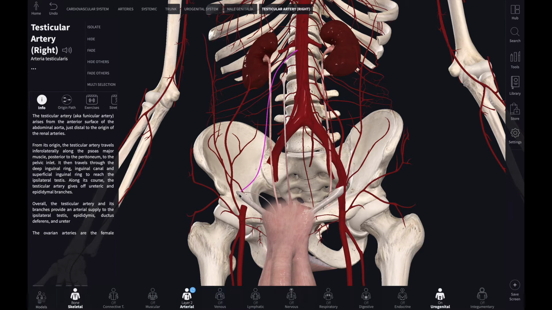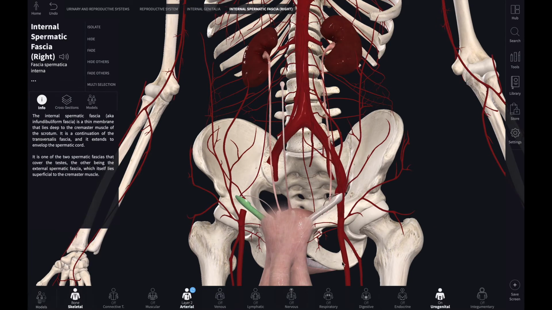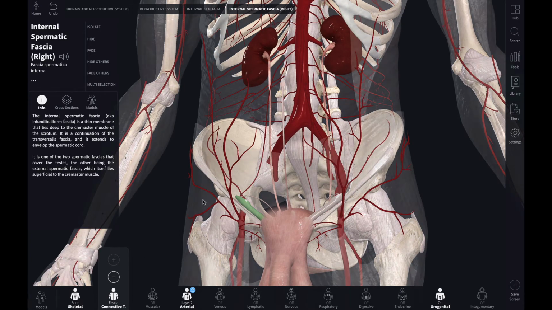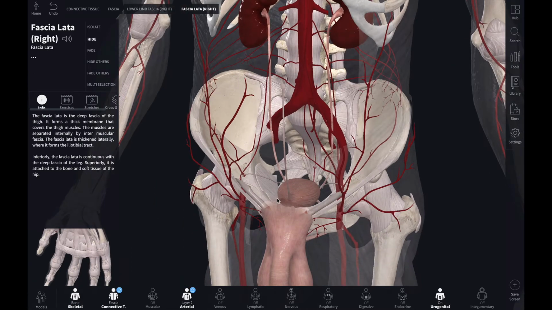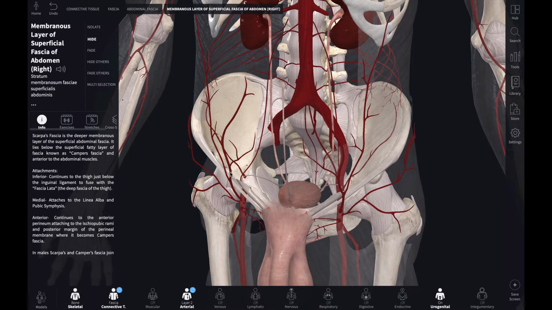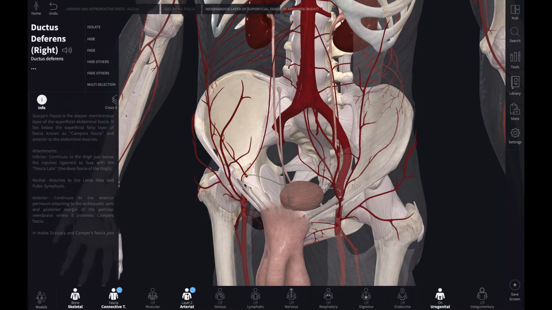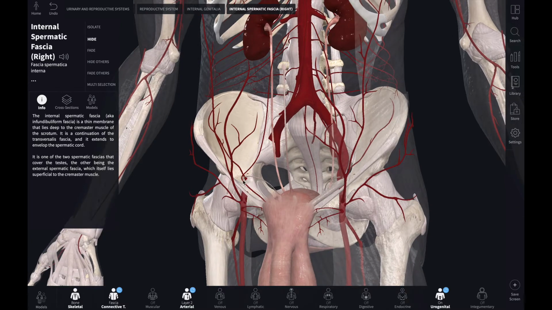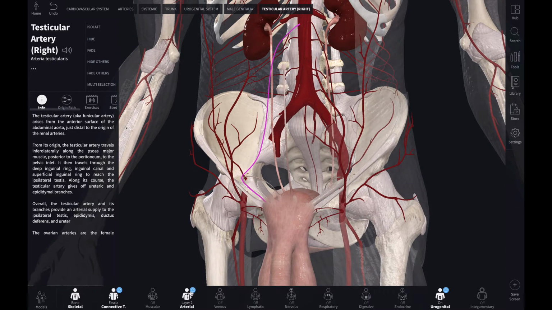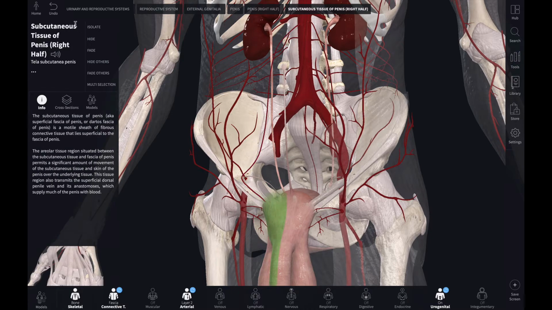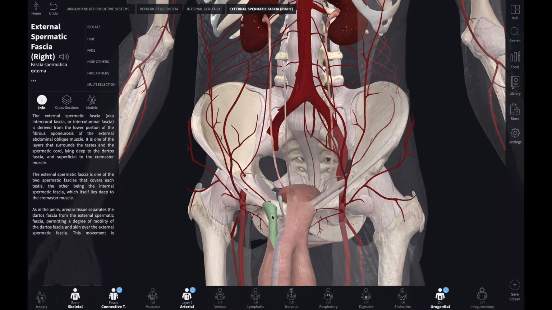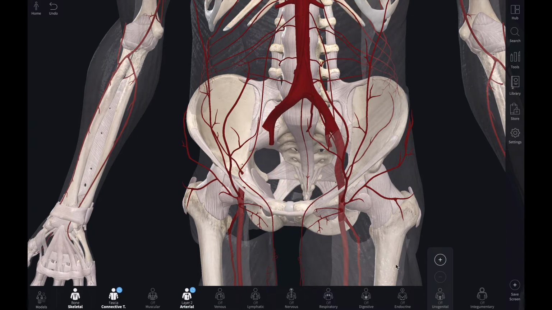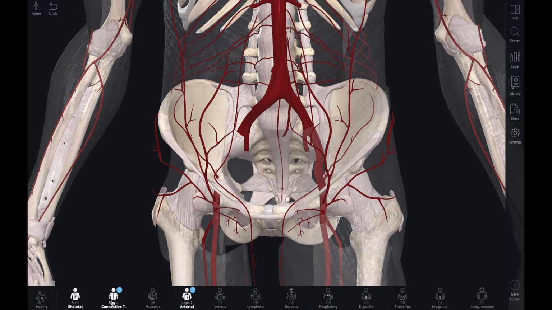This ring is called the deep inguinal ring. I'm going to show you the ring. This is the deep inguinal ring, and you have the superficial inguinal ring here in this place. To understand this, let me remove the ring.